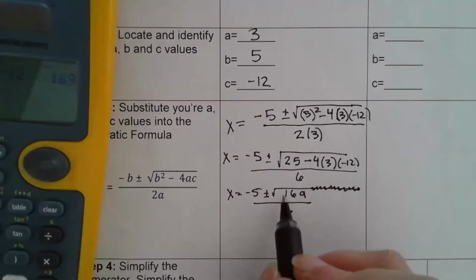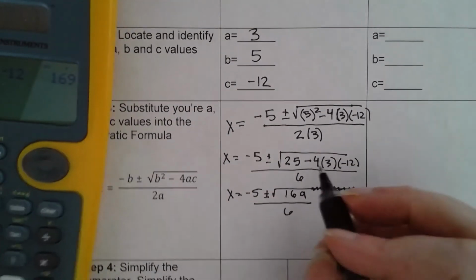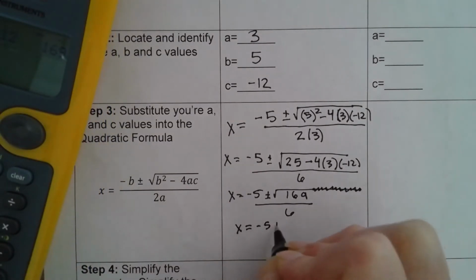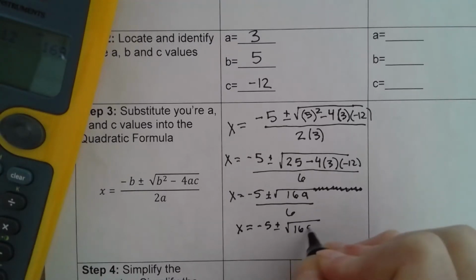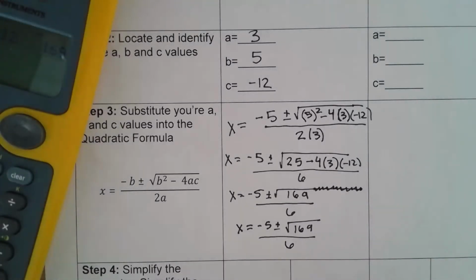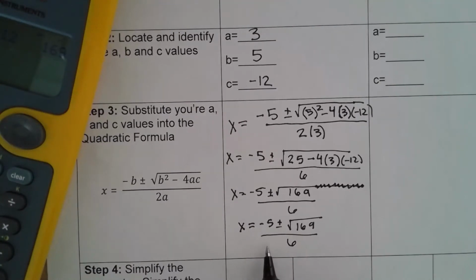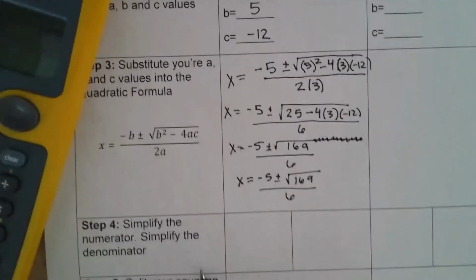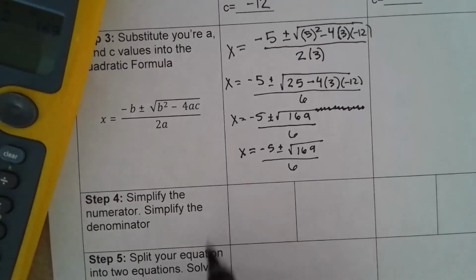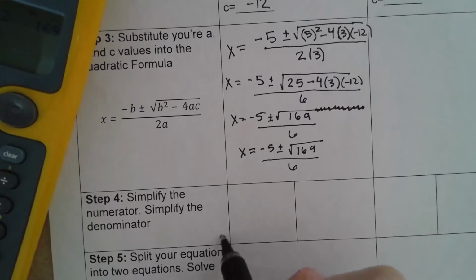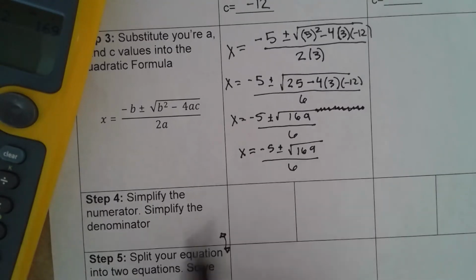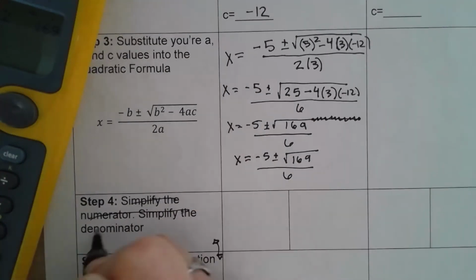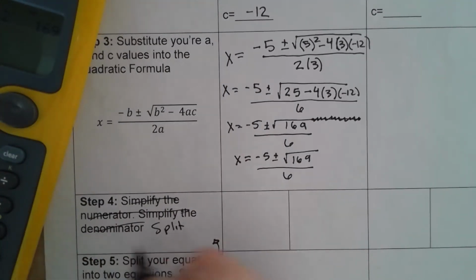So from here I'm actually going to write it. x equals negative 5 plus or minus the square root of 169 over 6. My things are a little goofy, this should have been swapped. It's a little weird. So first thing I'm going to do is I'm actually going to split the two equations.